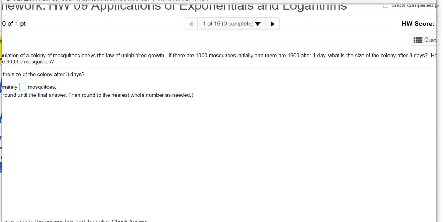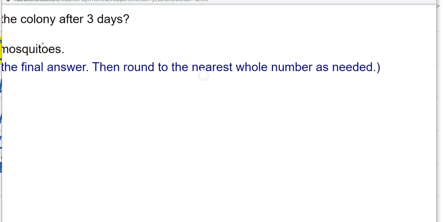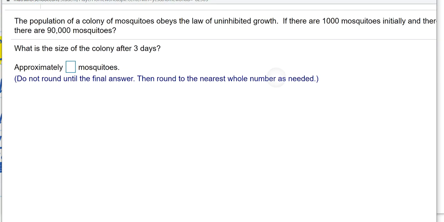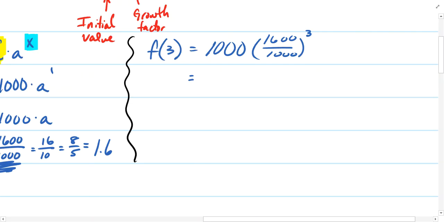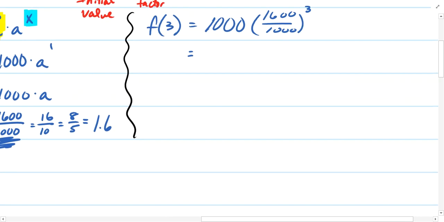Now the instructions on Math Excel are pretty clear. We want to know how many mosquitoes there are after 3 days, and the instructions go on to say do not round until the final answer, and then round to the nearest whole number. So regardless of what the calculator gives us, we want a whole number answer, but we don't want to round prior to that. And that warning, do not round until the final answer, is a reminder that this 1.6, while it was okay here because that was a terminating decimal that didn't need to be rounded, if your a value computes to be a decimal that extends beyond, say, a single decimal point, if you ever have to round that decimal, then that's going to throw off your final result, and we want to avoid that.